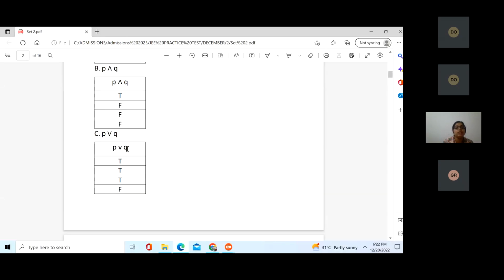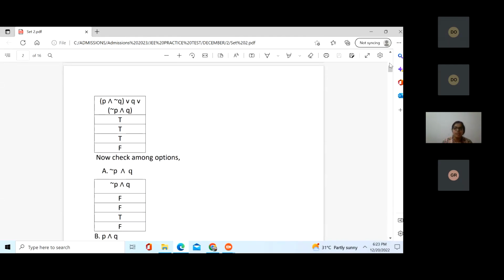Once I complete all the options, I need to check the values. What I got after solving using the truth table was the combination true, true, true, and false. So I need to check which among the options gives the same thing: true, true, true, and false. It comes with the third option, P or Q. That's how the third option becomes the answer for this question.